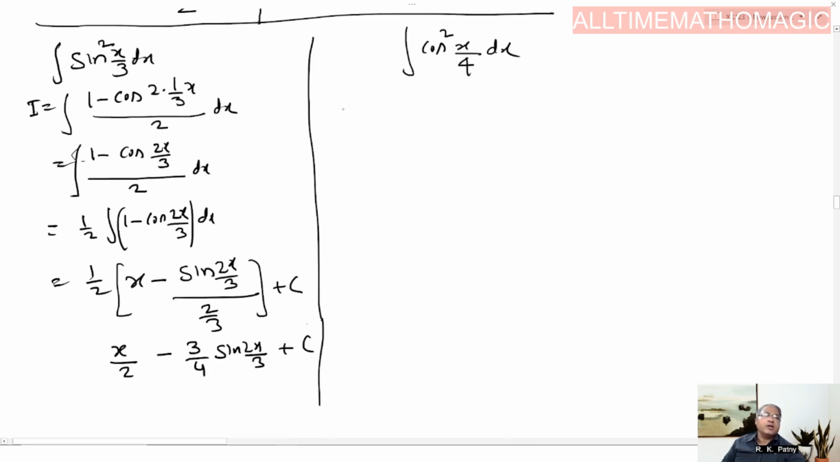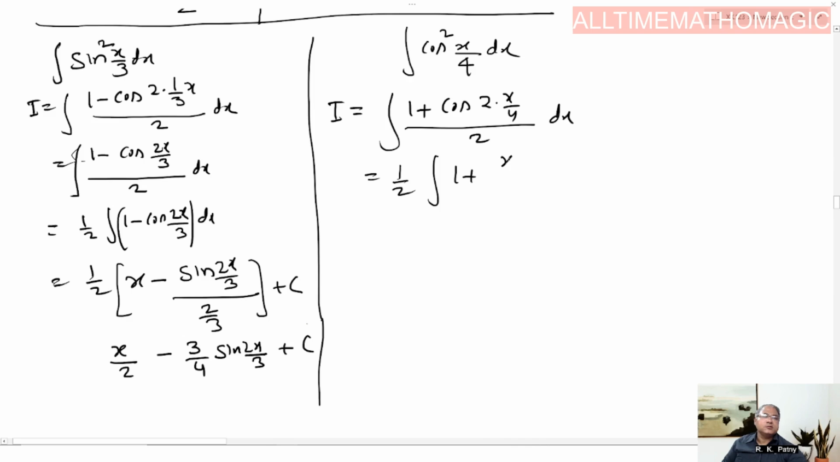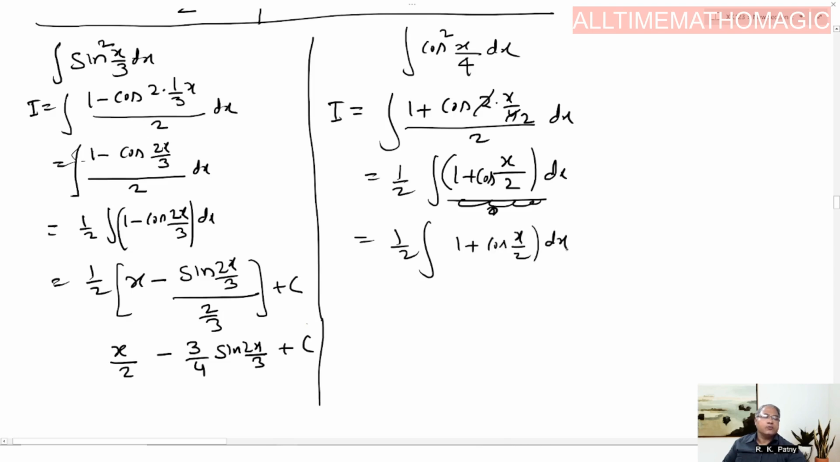Similarly, cos square x by 4, I equals to, how to do the integration? Now this is nothing but 1 plus cos 2x, that is 2 into x by 4, upon 2 with respect to x. 1 by 2 outside, integration of 1 plus cos x by 2, 1 by 2 already we have taken outside, with respect to x. That equals 1 by 2 integration of 1 plus cos x by 2 with respect to x.